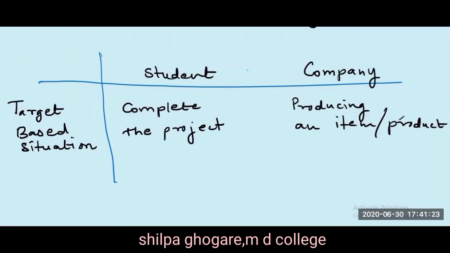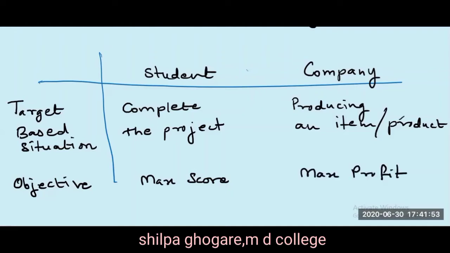Now in both the situations there is a specific objective over here. What is the objective of the student? That the student wants to complete the project and get good marks, maximum score he wants. So score maximum marks is the objective of the student, whereas company is going to sell the product which is produced, and then company wants to earn maximum profit. So profit maximization or score maximization are the objectives, but then there is a time limit for the student to complete the project. So time limit is there, and what is this? This is the limiting factor.